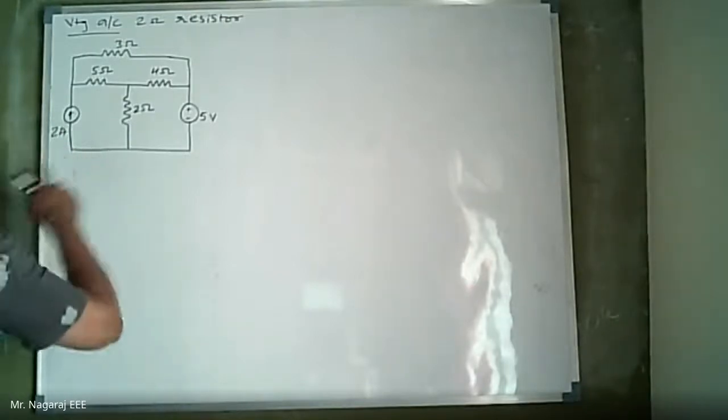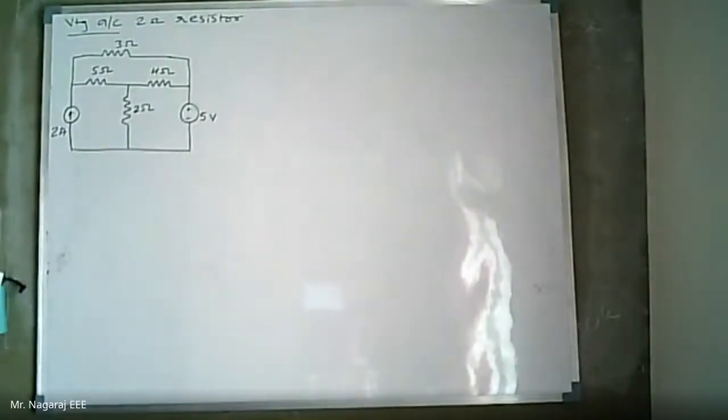So this is the circuit given. I need to find out the voltage across this 2 ohm resistor. That is the question. Now I have to go for source shifting. There are two sources given here: a 2 ampere current source and a 5 volt voltage source.